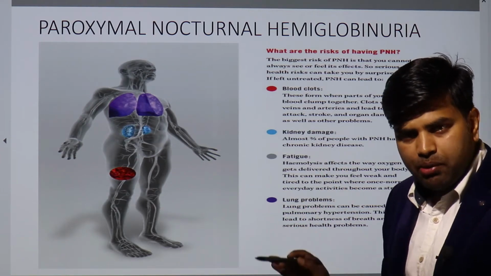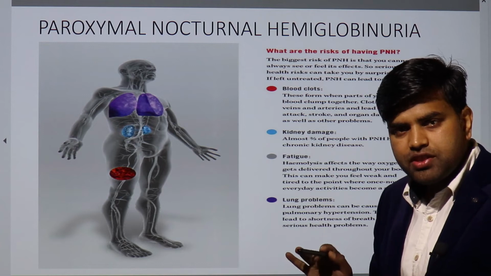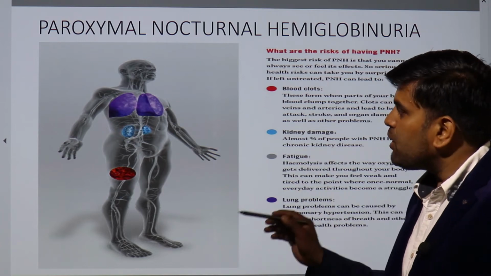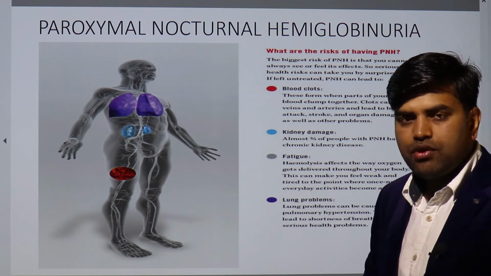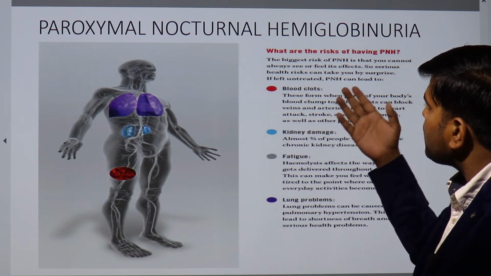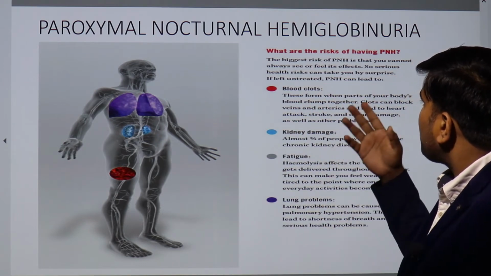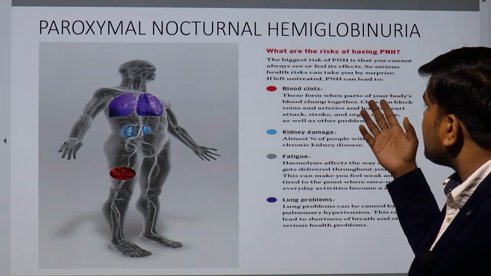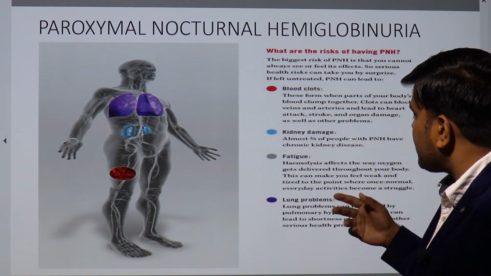DAF protein normally prevents activation in the normal resting state, so the alternative pathway is not activated. But if there is a deficiency of DAF protein, then we'll develop this disease called paroxysmal nocturnal hemoglobinuria. What are the risks of having PNH? They are blood clots, kidney damage, fatigue, and lung problems.